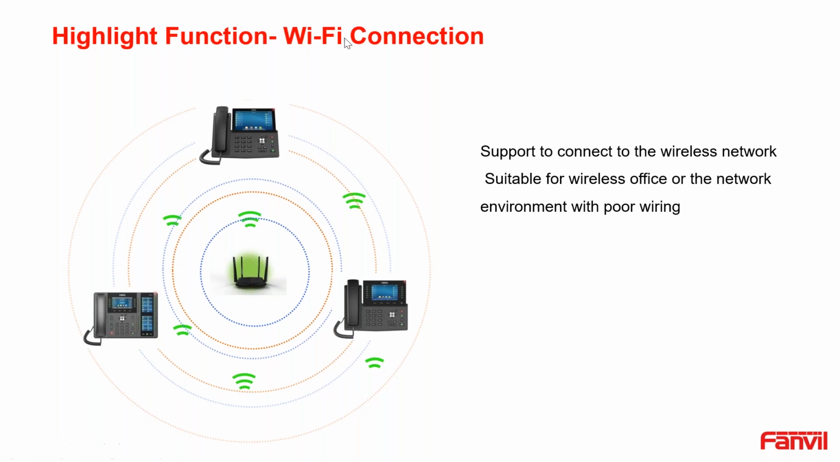The first one is the Wi-Fi connection. In most environments of enterprise communication, I think the cable network should be mandatory, because it provides a stable and assured network bandwidth to make sure voice communication for IP phones and other devices, door phones, and intercoms, without any voice problems.